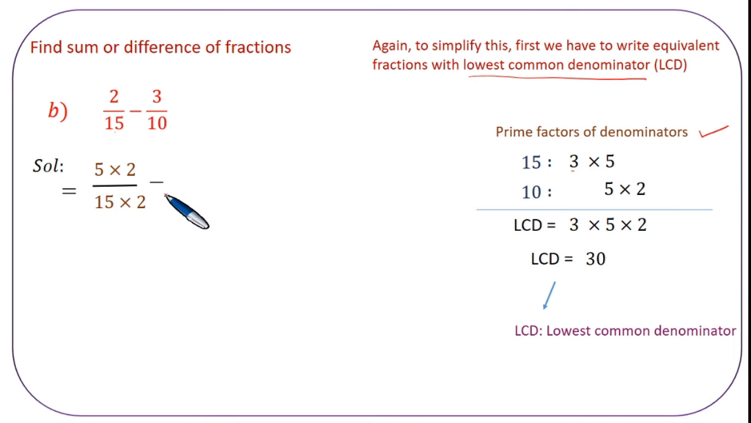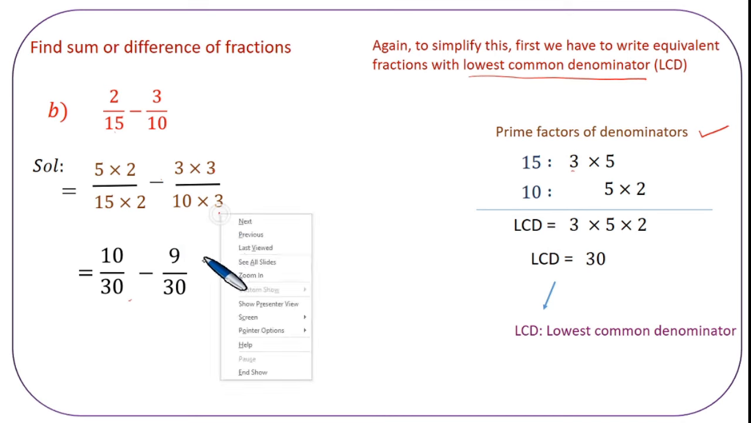Similarly, check for the second fraction. The minus remains the same here. The second fraction has denominator 10. 10 times 3 is 30, so you have to multiply with 3 in the denominator, and this 3 you also have to multiply in the numerator, that is 3 times 3. So now this is equal to 5 times 2 is 10 over 15 times 2 is 30, minus 9 over 30.